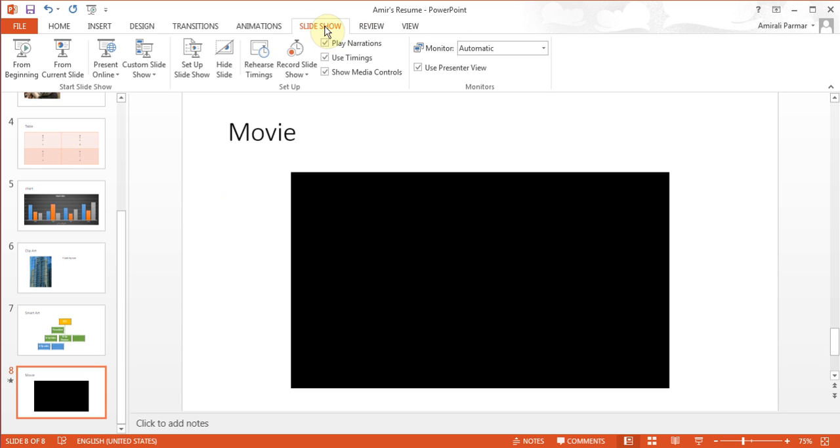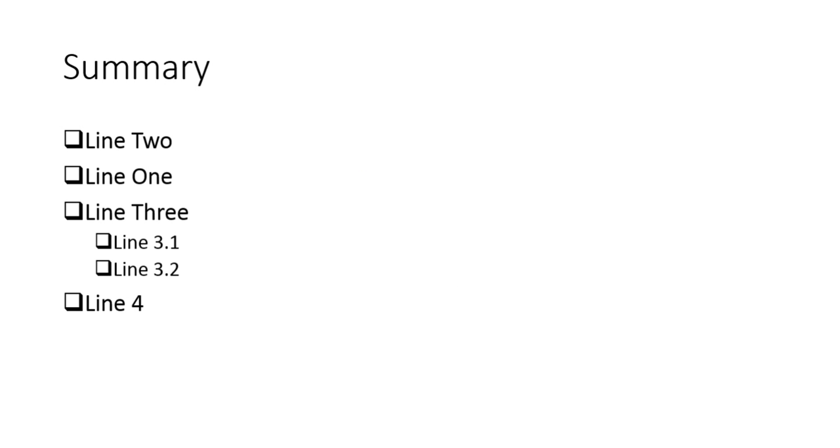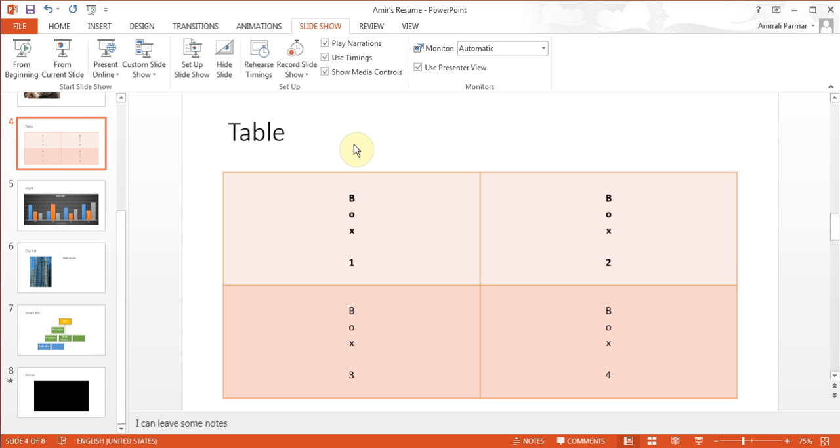So from slideshow tab you can start a slideshow from beginning. So if I do that, now it's showing my slideshow. If I want to change the slide, I either have to click with my mouse, or I have to use the enter key on the keyboard, or use the down arrow, and it will start to change. At any time you want to stop your PowerPoint, you hit the escape key on the keyboard.